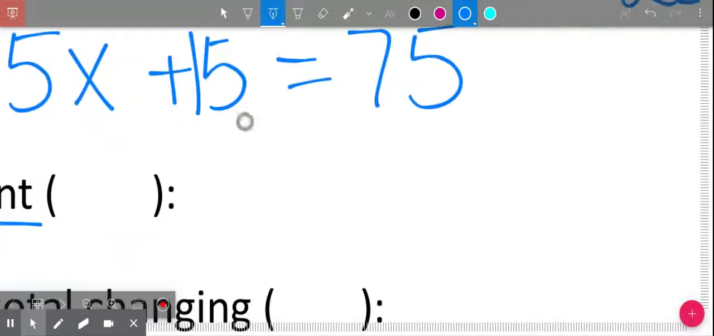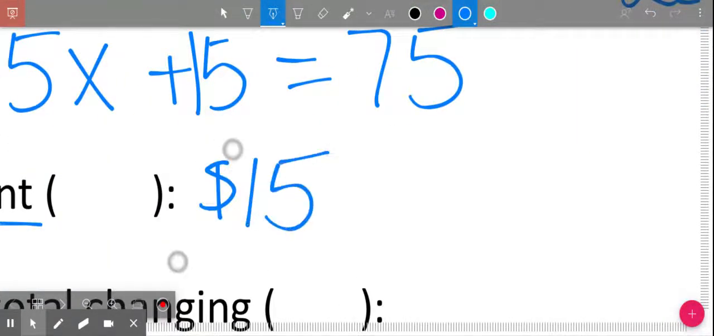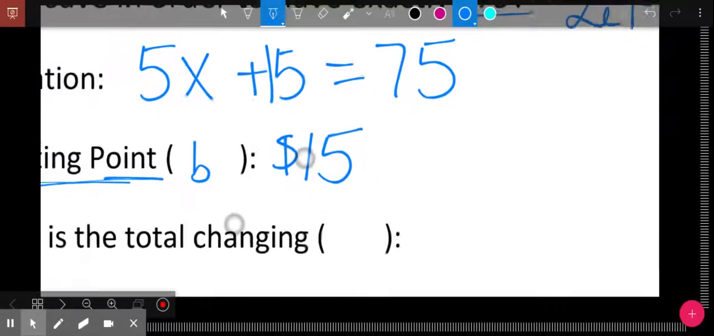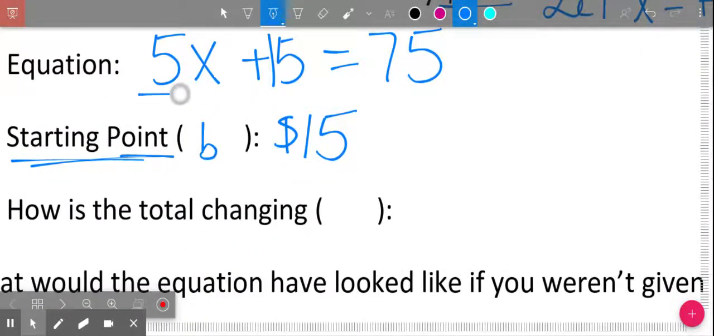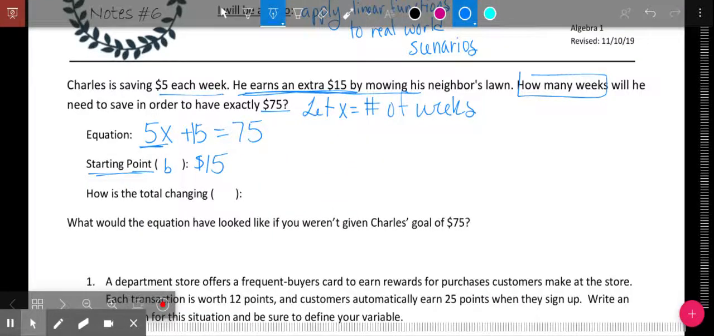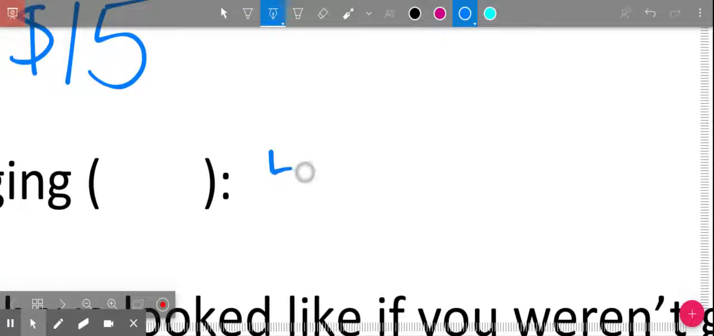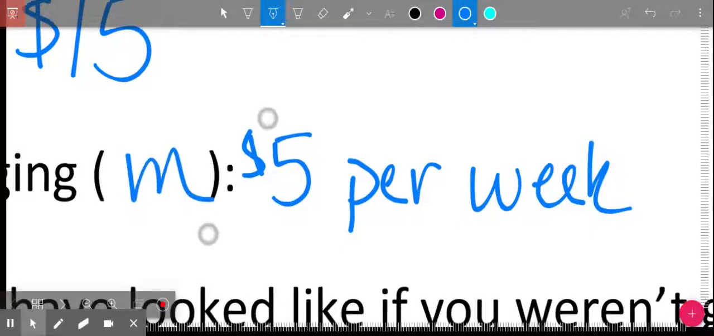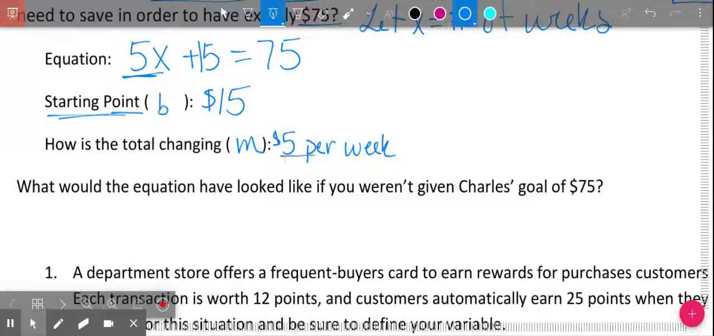So we're going to say our starting point was the $15. Remember, our starting point for linear functions is always our b value. It's our y-intercept. We started with a 15. If I were to graph it, we would start with $15 on the y-axis. And then, how is our total changing? Well, it's changing by $5 per week, saving $5 each week. Remember, how our linear functions change is by the slope. So that's our m. Our slope is the 5. So we have our slope and our y-intercept here, and that's all we need to write a linear function.